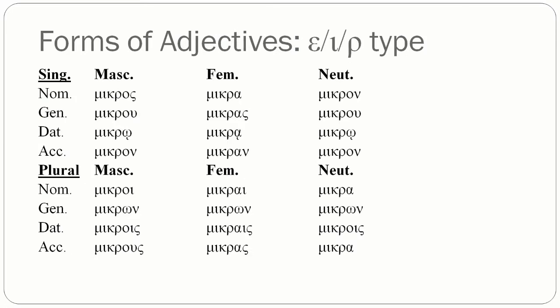There are a couple of subheadings with this. You'll notice this one is called the epsilon iota rho type. If you'll remember from chapter 5, that is a kind of separate subtype of the first declension. And we need to do that because, again, the feminine forms follow the first declension. The only time that this subtype, the epsilon iota rho subtype, comes into play is in the feminine forms and only with the singular.